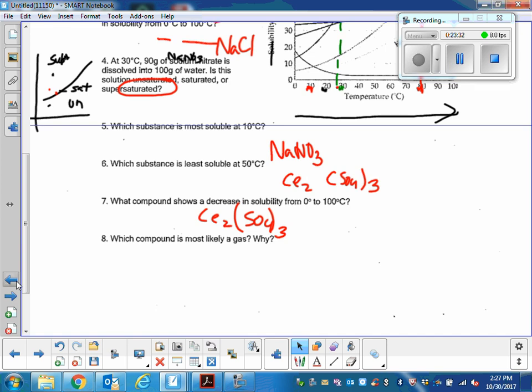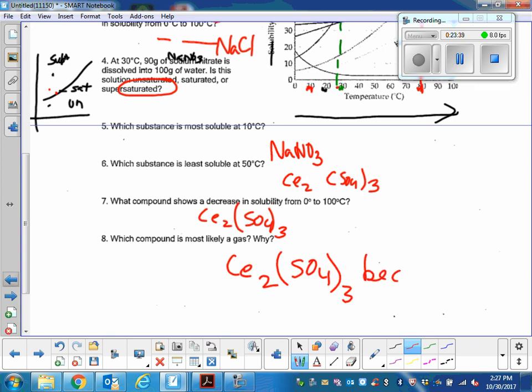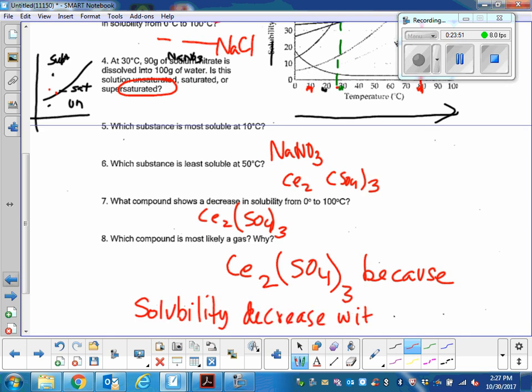So, which compound is most likely a gas? This compound is most likely a gas because solubility decreases with increase in temperature.